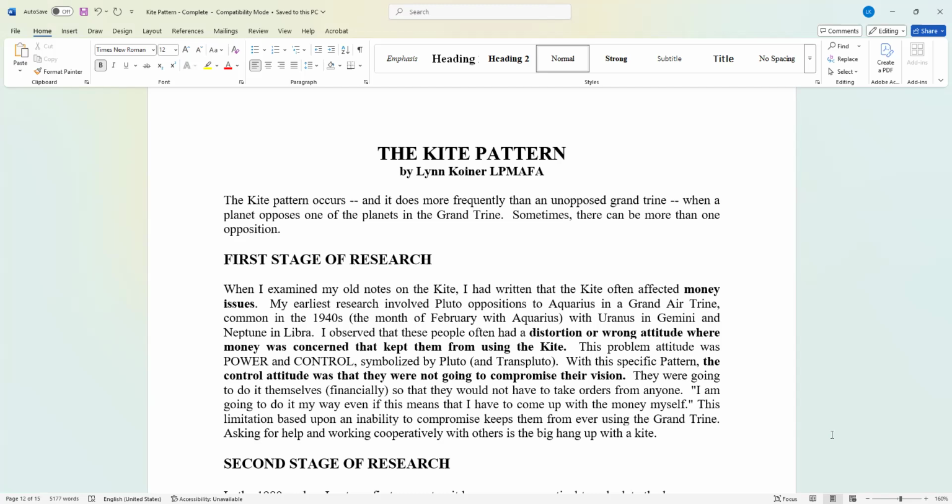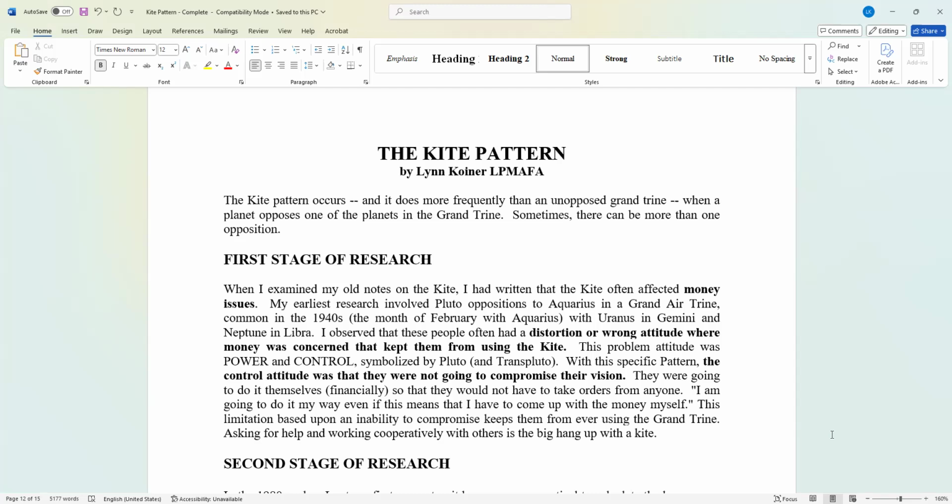Grand air trines are very good at communications, ideas, problem solving, and they have an idea to accomplish something. When the opposition to one of the planets in the kite is Pluto, then they want to be in control. They're not willing to compromise. Oppositions require that you compromise. And if you can't compromise on that opposition, you're never going to use that kite.